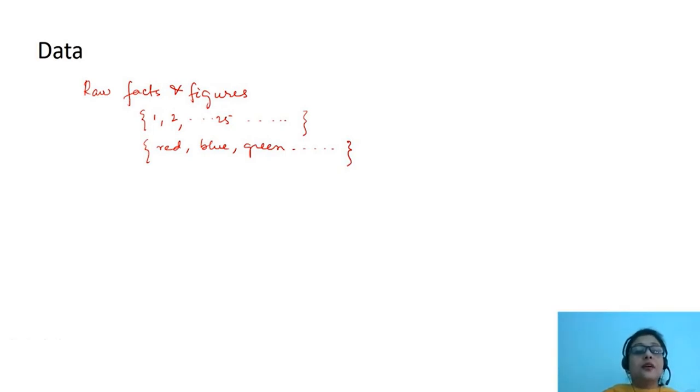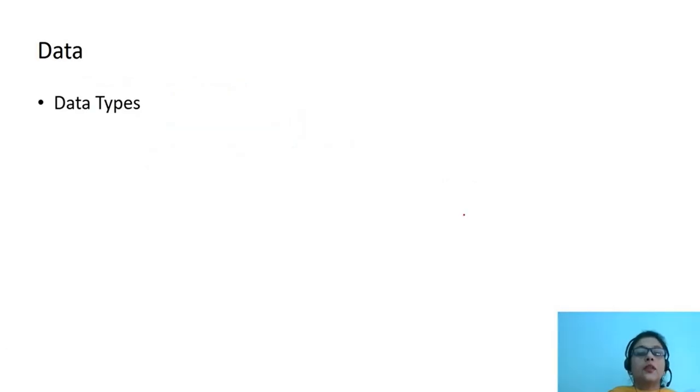But from our understanding, we can see that data has no meaning at all. It is not giving us any meaningful information. It is only when the data is processed that we get information. So this is the definition of data. Now let us see how many types of data there are.